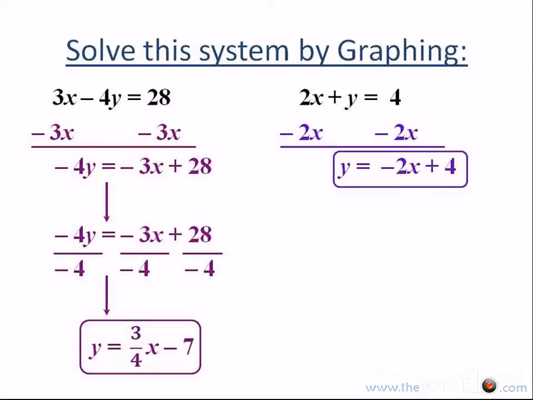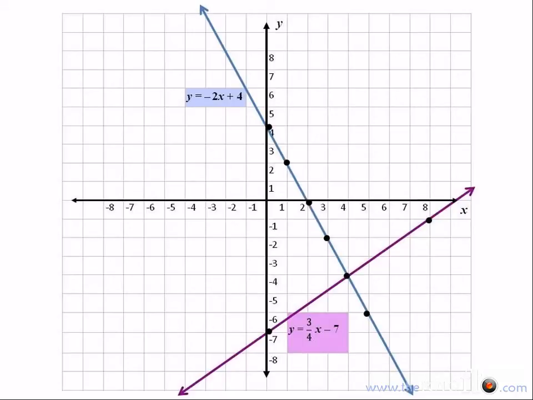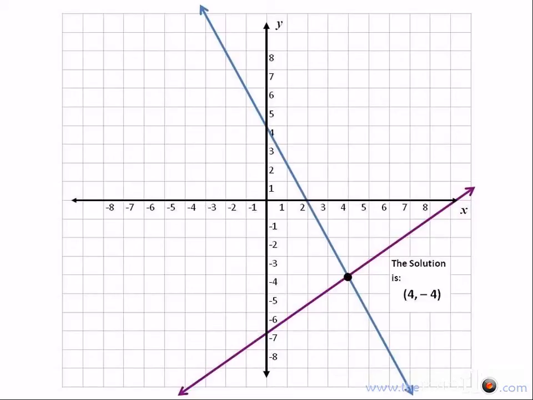Now we can graph both equations. The first equation indicates a slope of 3/4 and a y-intercept of -7. The line for this equation is shown. The second equation indicates a slope of -2 and a y-intercept of 4. The line for this equation is shown. Now that both lines are graphed, we can find the point shared by both graphs, (4, -4). This point is the solution for the system of equations.